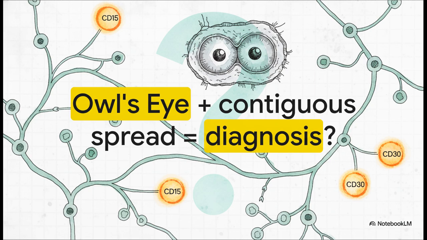So let me leave you with this final thought. If you're presented with a clinical vignette featuring an owl's eye cell, an orderly contiguous spread, and positive CD15 and CD30 markers, what's your diagnosis and how quickly are you going to ace that question?